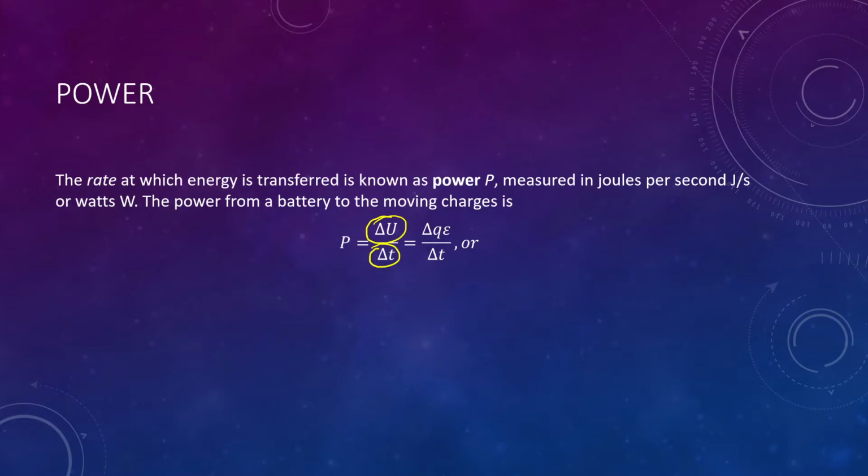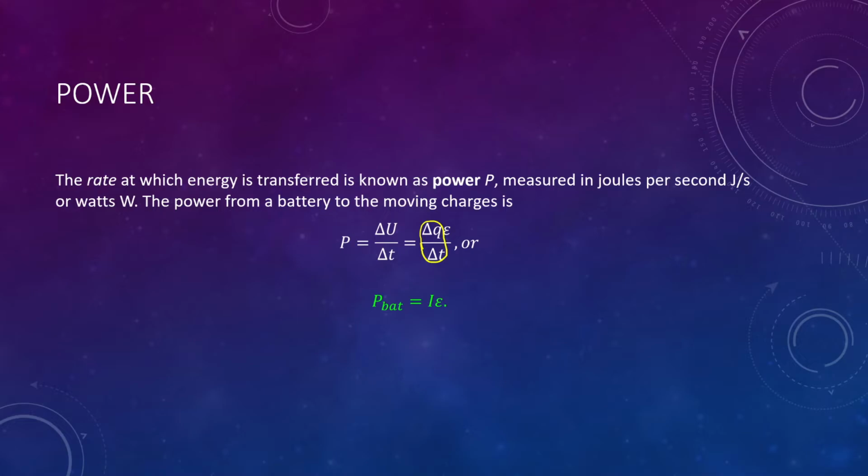So if you wanted to simplify this equation from what it is right now, just think about what you're seeing here. We have delta Q over delta T. That together, delta Q over delta T, is by definition current, I. So this equation for the power supplied by a battery is simply the current I times the EMF of the battery itself. In other words, its potential difference.